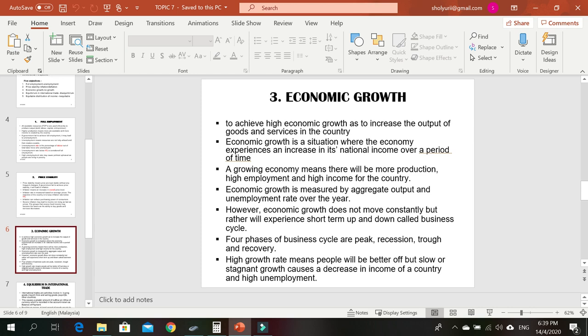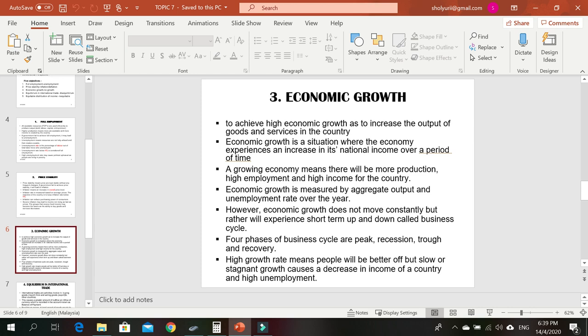Itu menunjukkan bahawa negara itu utilizing their resources. A growing economy means there will be more production. So, for example, kan, you tengok 2018-2019. Tahun lepas, overview, Malaysia menghasilkan 1 juta barangan. 2019, Malaysia menghasilkan 1.5 juta. Maksudnya ada peningkatan 500 ribu barangan yang dihasilkan. Itu adalah menunjukkan Malaysia is being efficient, menjadi lebih baik, because we are able to utilize our resources and we are producing more compared to last year.